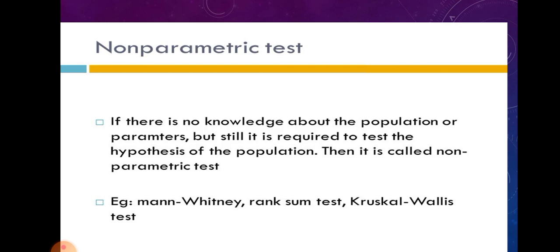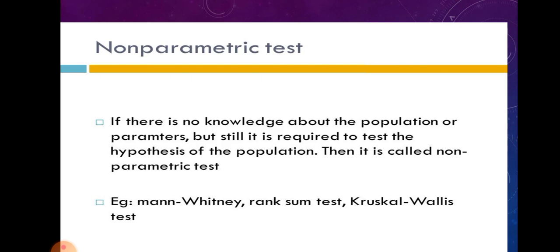Next is non-parametric test. If there is no knowledge about the population or parameter, but still it is required to test the hypothesis of the population, then it is called a non-parametric test. For example, Mann-Whitney, rank sum test, Kruskal-Wallis test, these are some of the tests which are used for non-parametric. So the basic difference between parametric and non-parametric is that in parametric the population is known, but in non-parametric the population is not known.